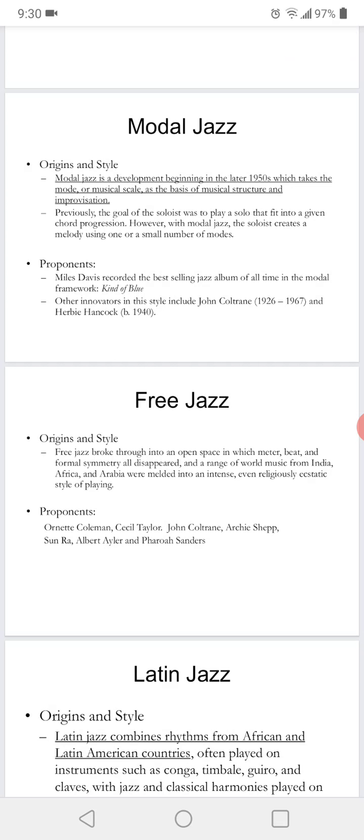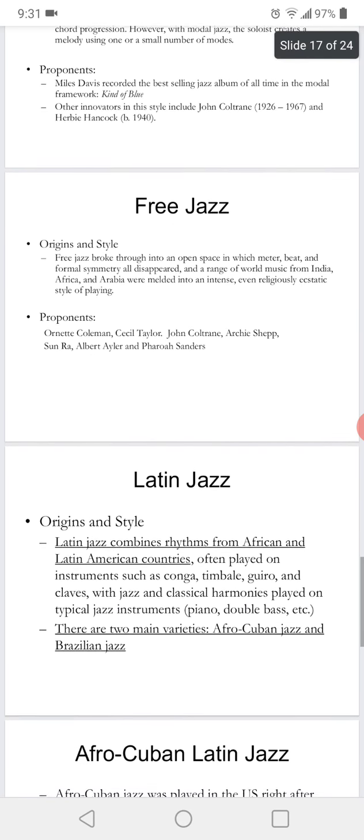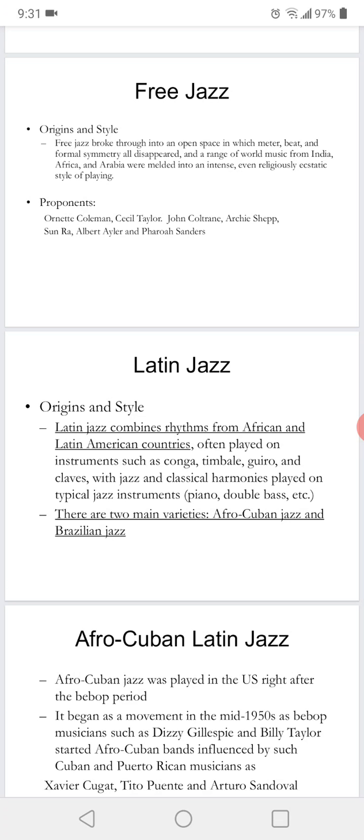Free jazz means basically where you have different types of music, of world music, and experiment, included in with jazz songs, or musicians experimenting with different sounds and different rhythms from world music. And then, of course, you had in the 50s, 60s, Latin jazz, which is basically a mix between American jazz and Latin American music.